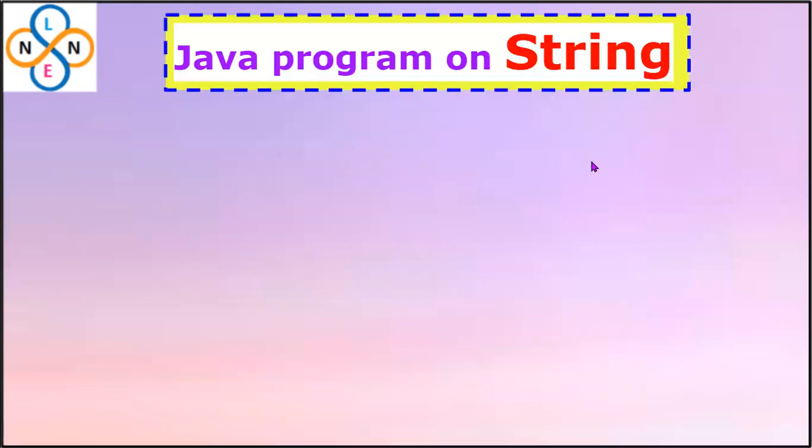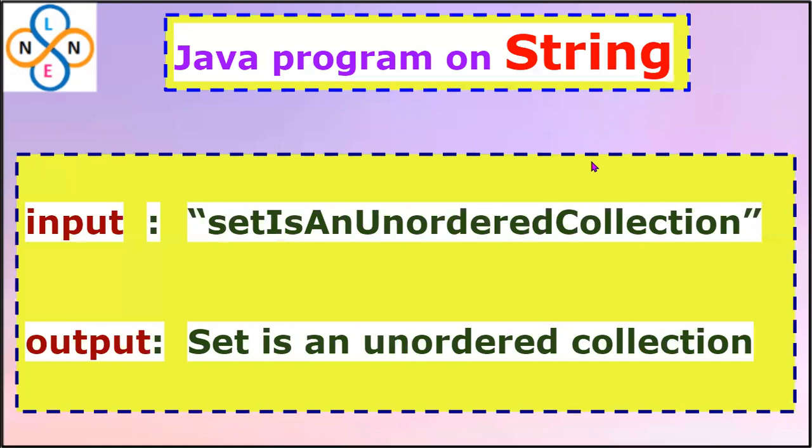In this video, we are going to discuss another Java program on string, and the requirement is: if the input is given as "setIsAnUnorderedCollection", then the output is in the form of a sentence: "set space is space an space unordered space collection". So that's the expected output.